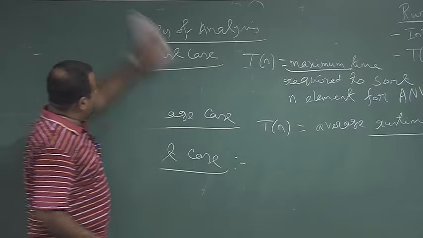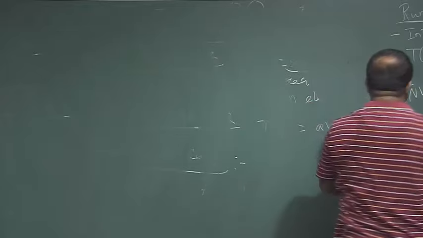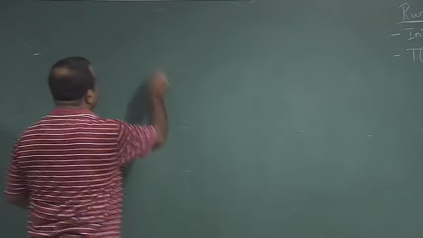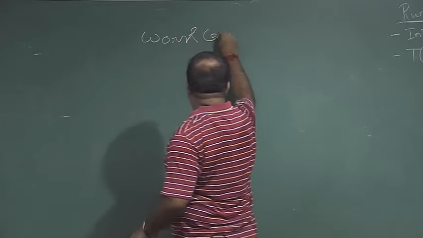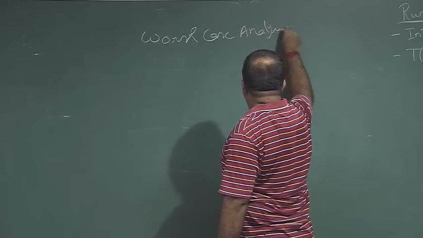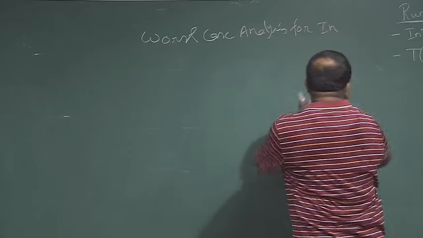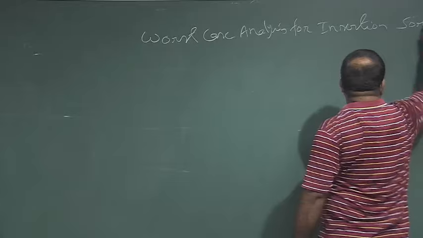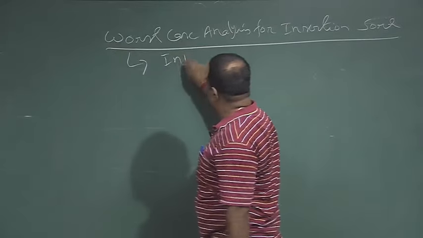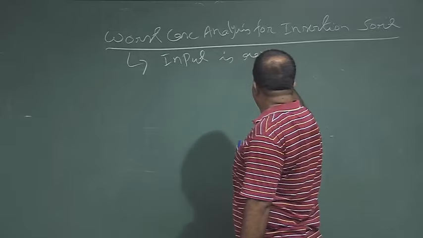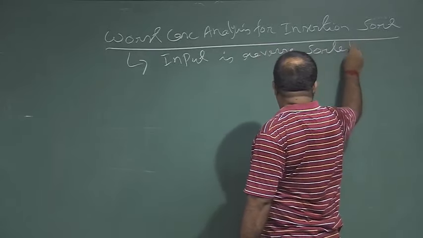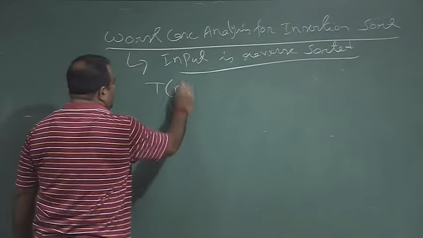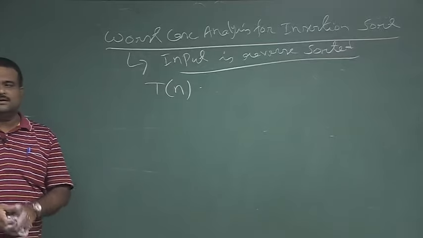Okay. So, apart from that, suppose we want to do worst case analysis for insertion sort. Worst case means the input is reverse sorted. We have been given an input which is reverse sorted. That is the worst case scenario for insertion sort. So, then let T(n) be the runtime, where n is the size of the input.